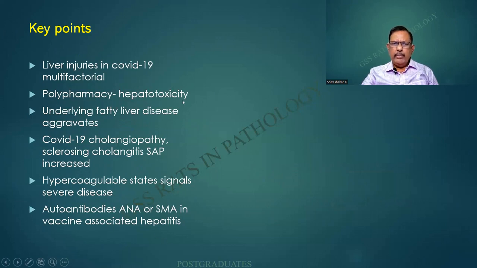Pharmacy is one leading to hepatotoxicity. There can be underlying liver disease. And cholangiopathy, sclerosing cholangitis can be increased. Hypercoagulable states can lead to fibrin thrombi formation. Also remember the autoantibodies. Some people may be having, such as SLE, and they'll be having a super added COVID infection also.